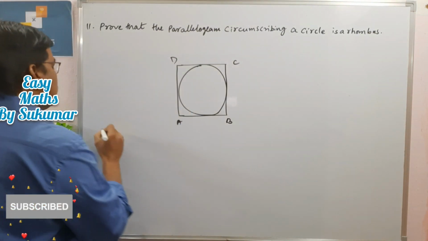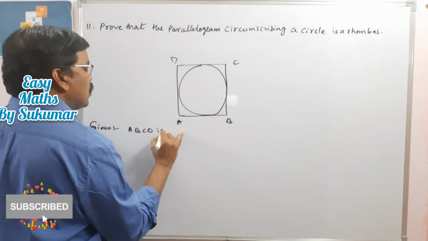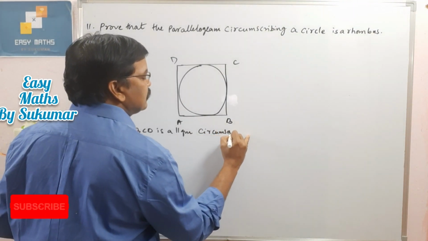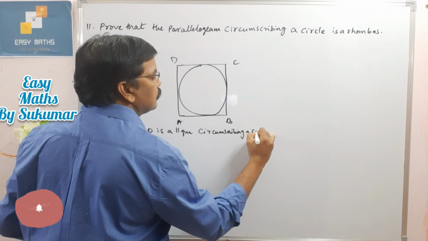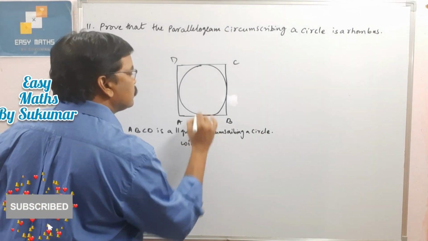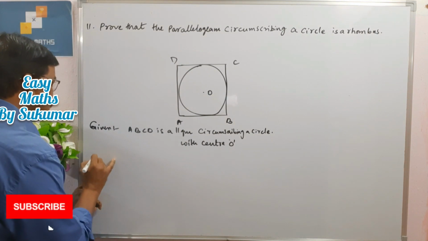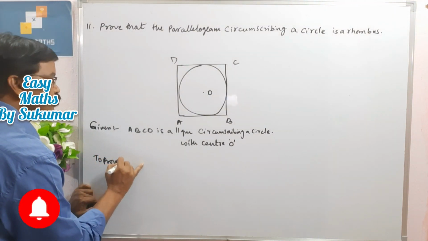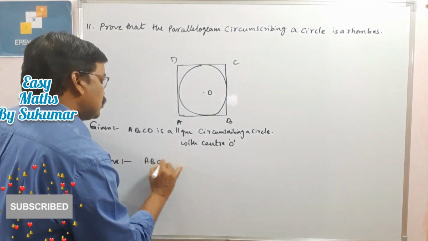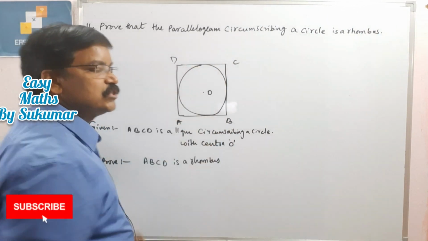What is given here? This ABCD is a parallelogram circumscribing a circle with center O. What is to be proved here? To prove: this ABCD is a rhombus. We have to prove this ABCD is a rhombus.